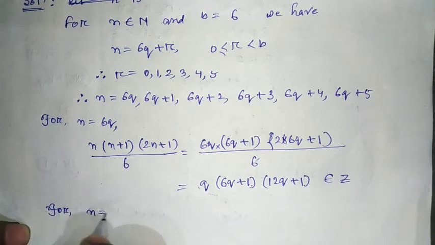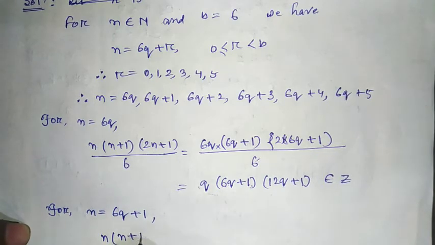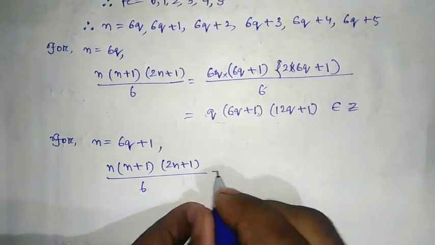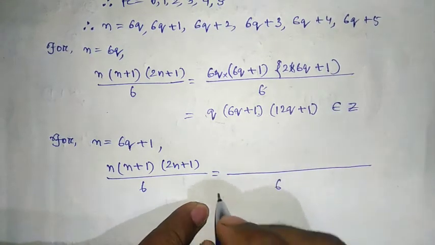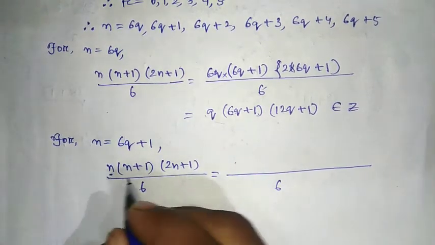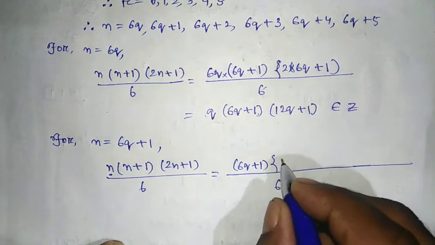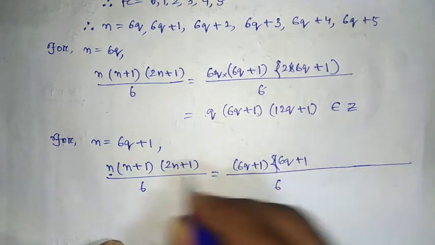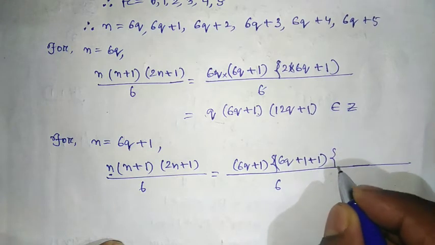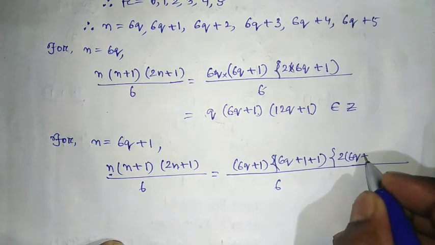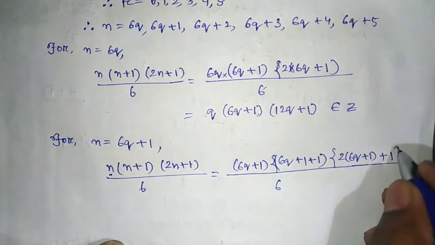for n equal to 6q plus 1, we have the expression n into n plus 1 into twice n plus 1, divided by 6. So put the value here and get the result. Here n means 6q plus 1, and n plus 1 means 6q plus 1 and this 1 extra. In this case 2 into n, n means 6q plus 1, that means 2 into 6q plus 1, and plus extra 1.